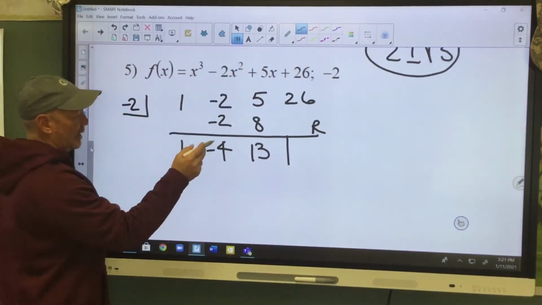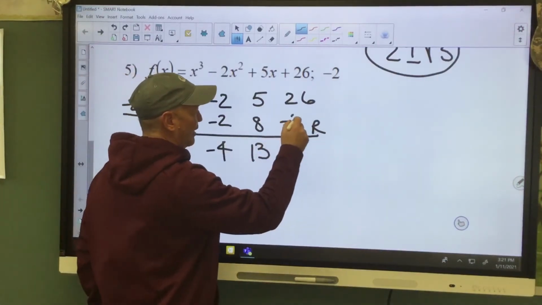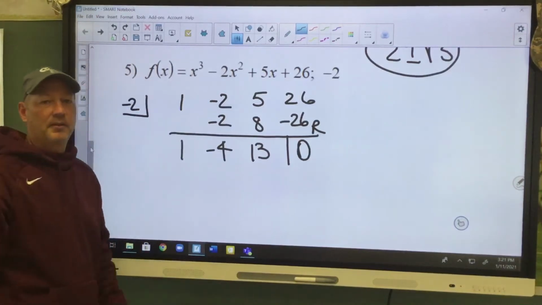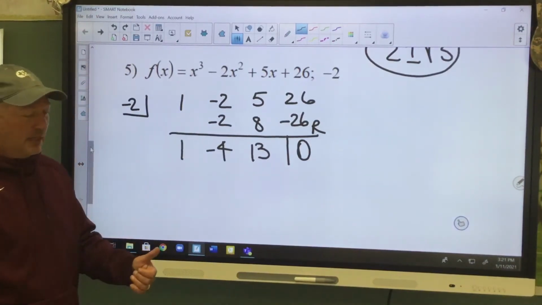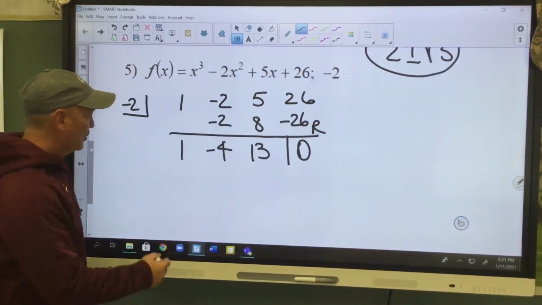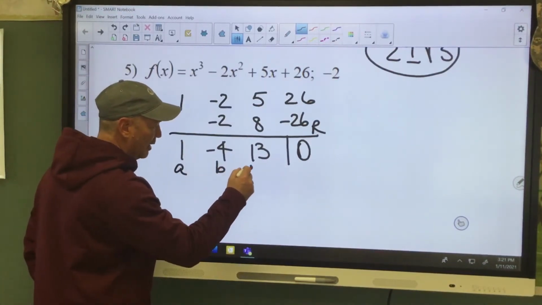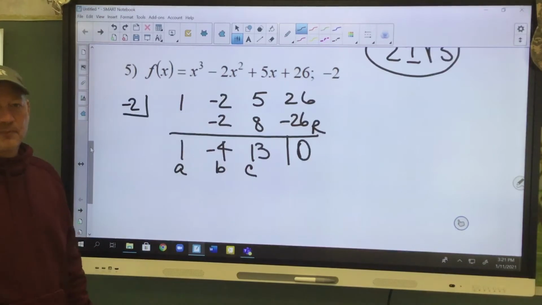-2 times 13 is -26, which leaves me with a remainder of 0. That's a good sign. Step 1 is good. All right, so this is my A, this is my B, that is my C. So we're going to go to the quadratic formula.